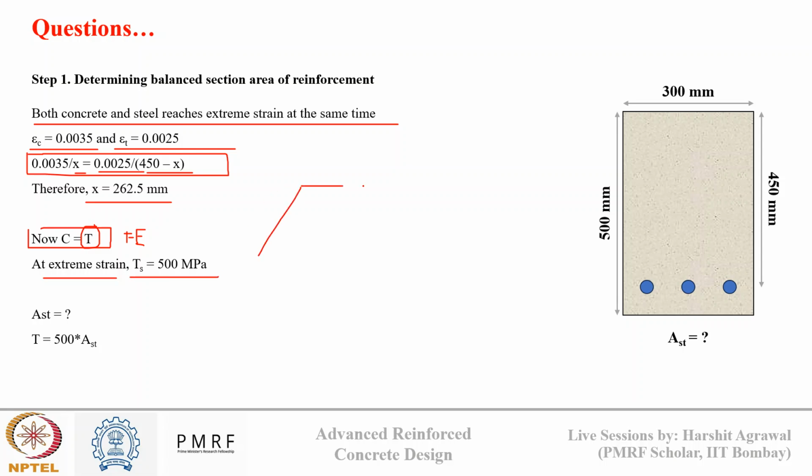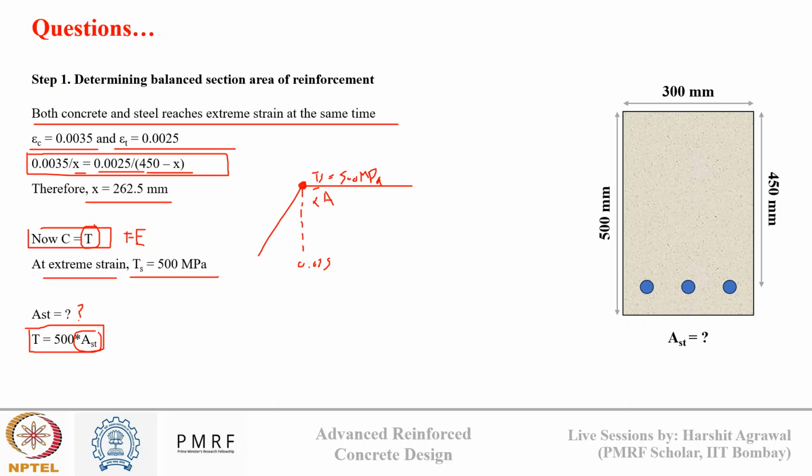What is T? At an extreme strain value, T is taken as 500. We know this is the profile that we assume for steel. This is 0.0025, and we have reached this point only at balanced condition. So my tensile strength I can directly take as 500 MPa. So what is the tensile force? Tensile force is tensile strength times the area. So this is my tensile force, and Ast is not known to me. So this is one of my variables.